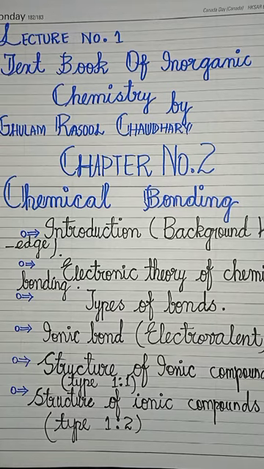After that, ionic bond, then the structure of ionic compounds with its type 1:1. Now what is the 1:1 type? We will definitely discuss this in our lecture. Then the last headline of this lecture: structure of ionic compounds with type 1:2. So let's get started.